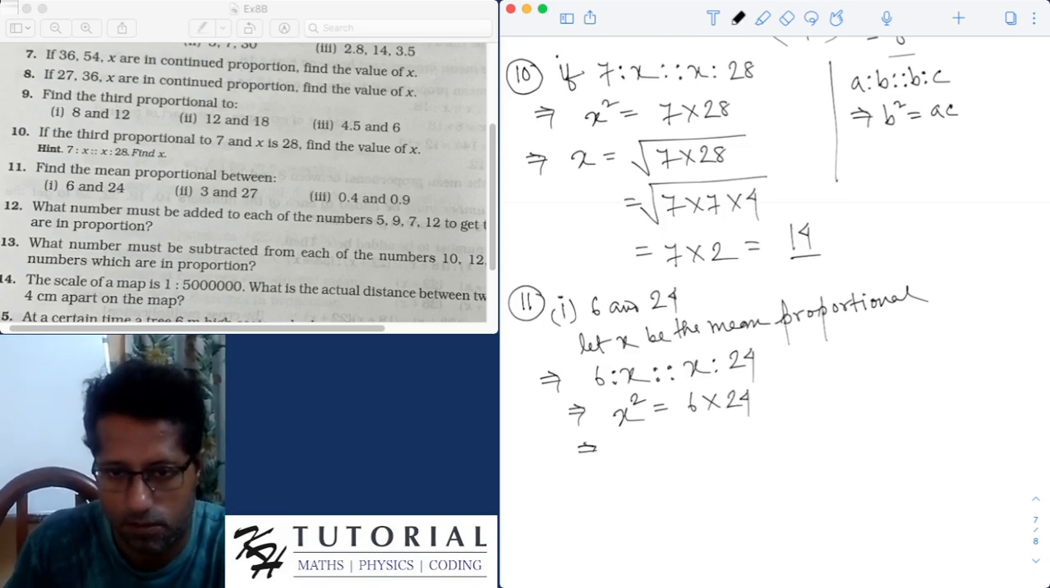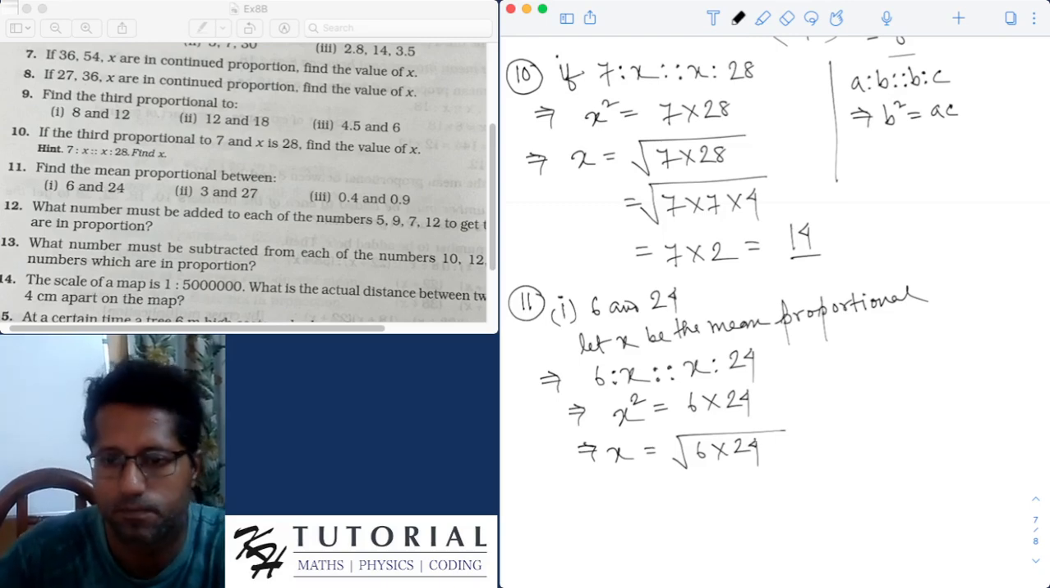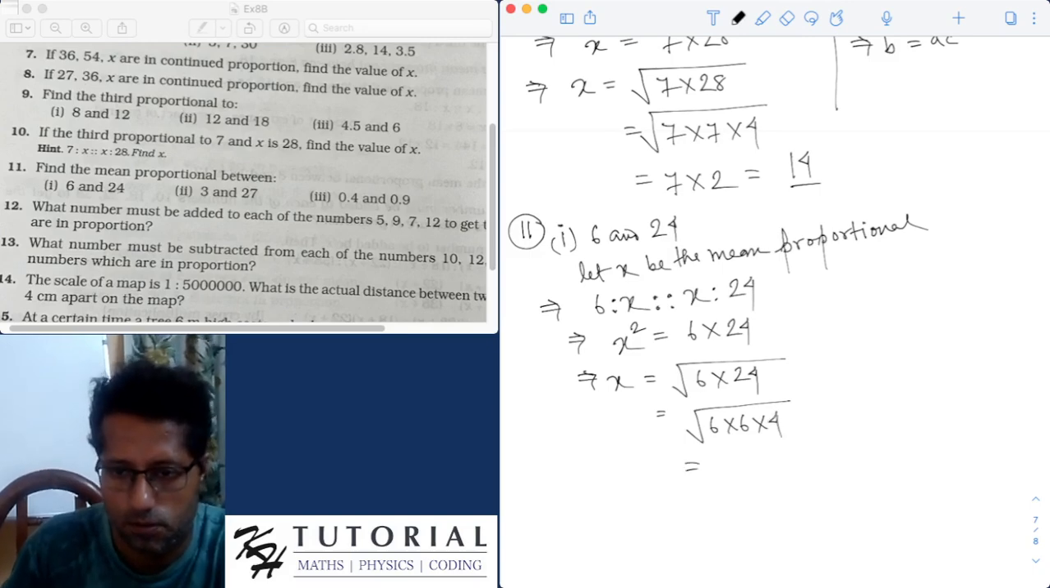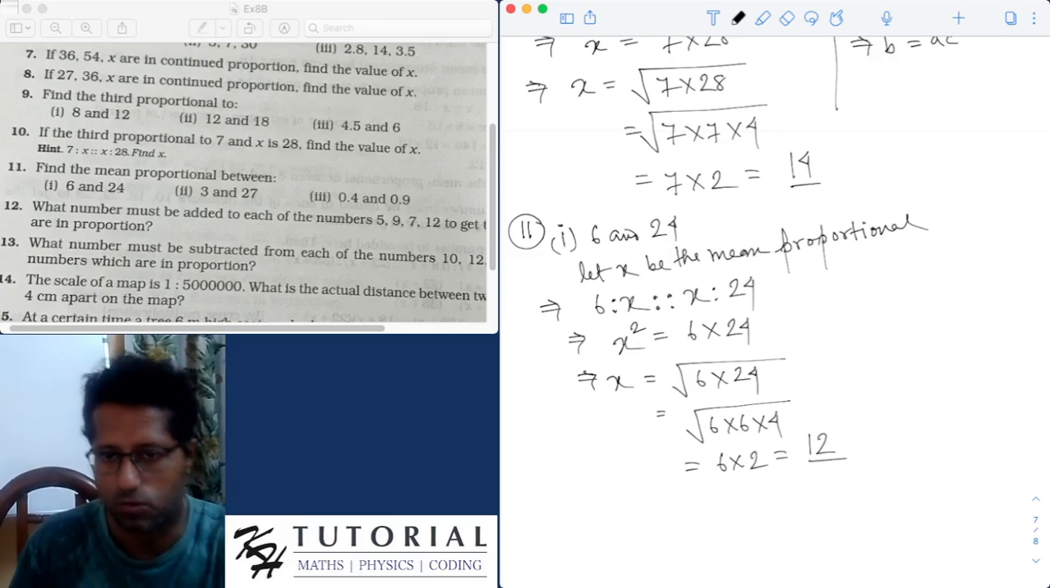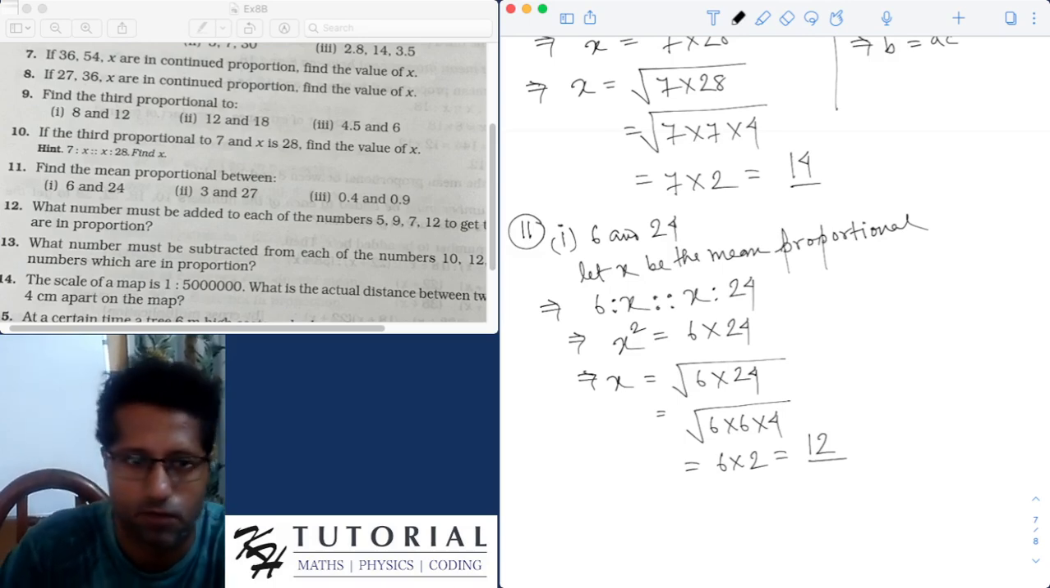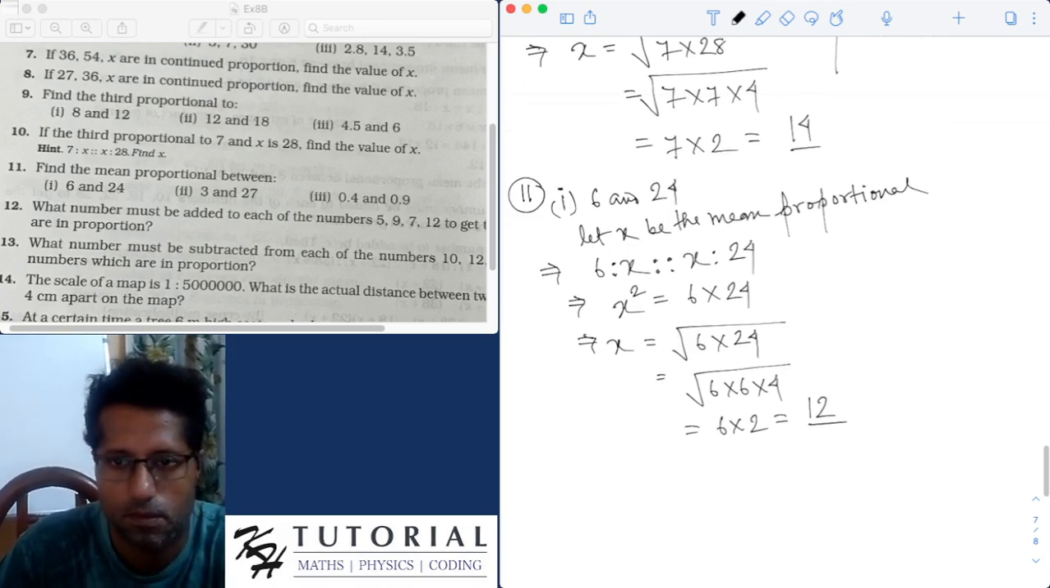So this implies x equals root over 6 into 24. This is root over 6 into 6 into 4. So this is 6 into 2, that is 12. So 12 is the mean proportional between 6 and 24. Okay.